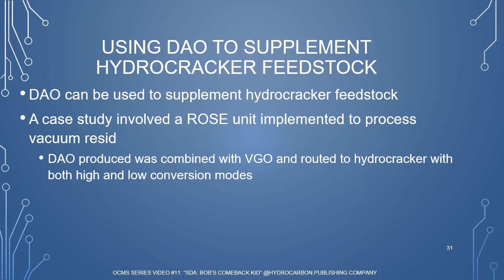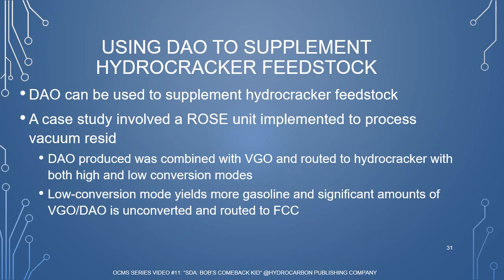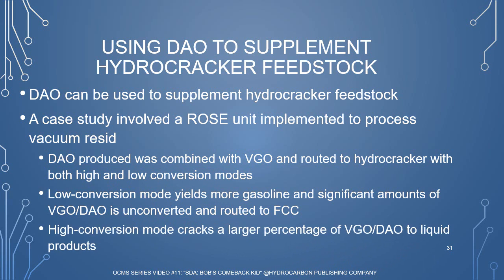When more gasoline is desired, the low conversion method is employed and a significant amount of the vacuum gas oil and deasphalted oil remains unconverted in the hydrocracker and is routed to the FCC. In the high conversion mode, a larger percentage of the vacuum gas oil and deasphalted oil is cracked to liquid products in the hydrocracker, reducing the feed sent to the FCC.